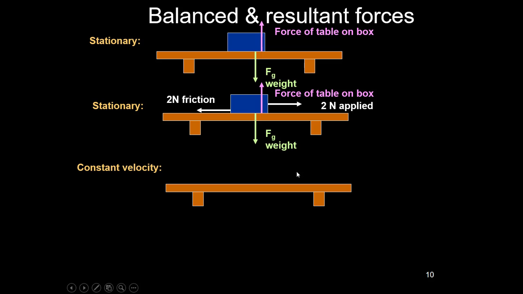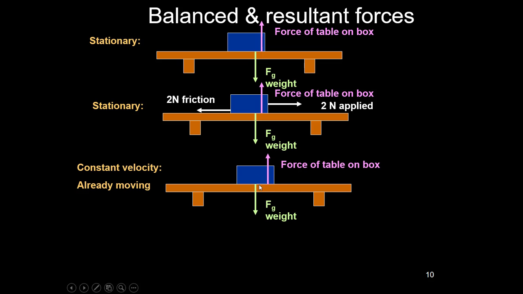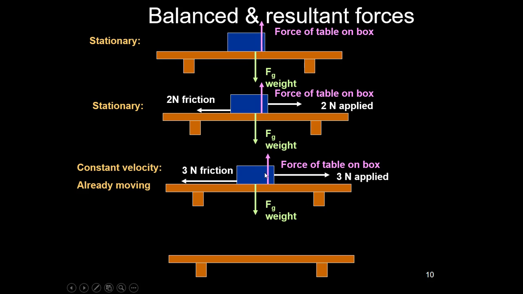What if the object is moving? Well, if the object is already moving, then we know it will still experience its force due to gravity and its normal force because it's in contact with the surface for the normal force and because it's got a mass for the force due to gravity. If we apply a 3 Newton force to the right on it, and it experiences a friction of 3 Newton on it, but the box is moving at a constant velocity to the right, we know that the net force is still 0, therefore still first law.